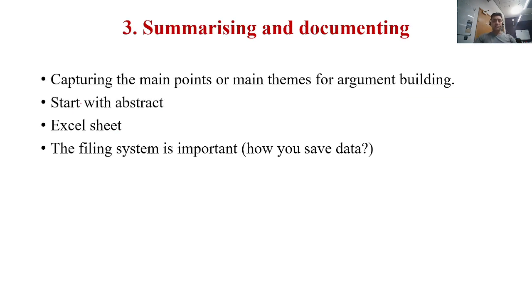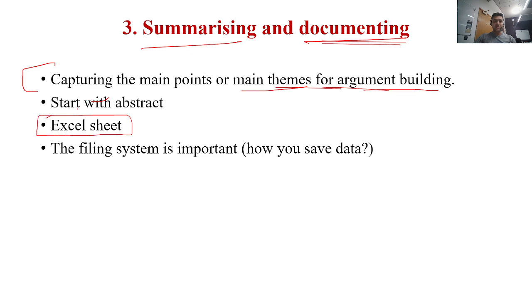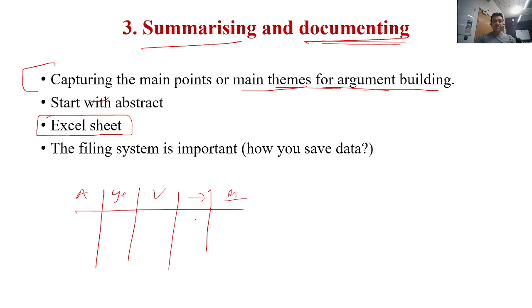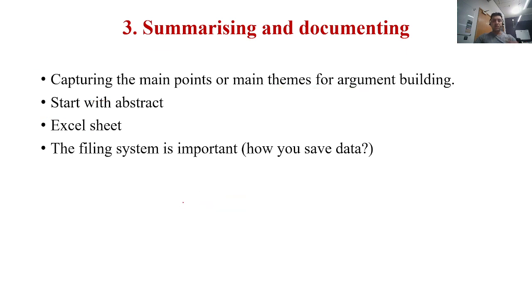Then, of course, you will start summarizing your literature review and then documenting, which means it's not that you've read it and that's it. You need to write the summary or the main points or the main themes from the review of the literature at some place. So sometimes people use an Excel sheet where they make rows and columns, and here for example they will write the name of the author, year, the variables which are used, the relationship, the methodology that has been used. So you can come up with your own method of summarizing.